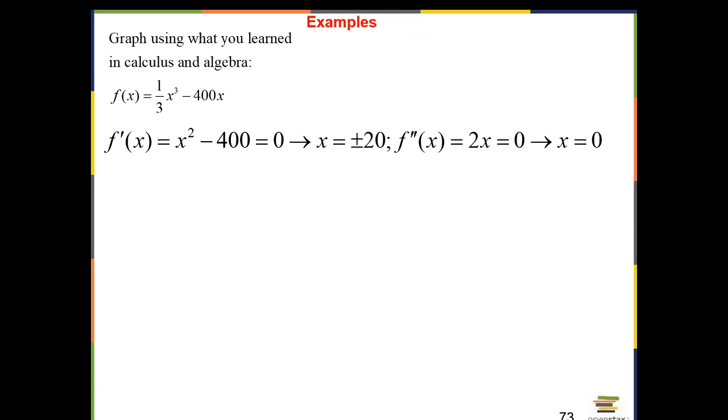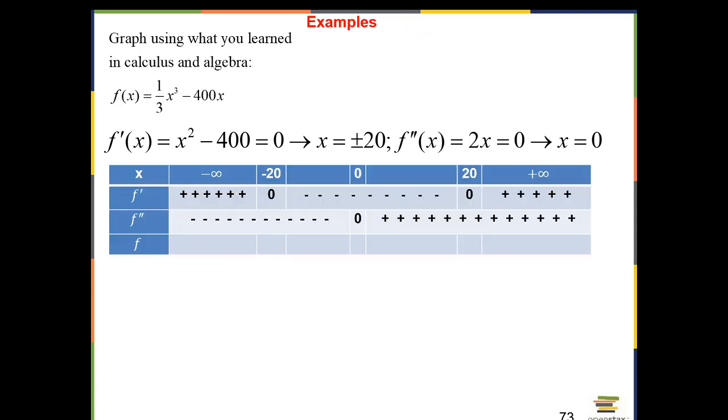We take f prime and f double prime. Those are two of our tools, right? F prime, set it equal to 0, we find critical numbers. F double prime, we set it equal to 0, we find inflection points, if there are any. So let's do that. So here's the table. The domain is all real numbers. We found 3 numbers: plus and minus 20 make f prime 0, and 0 makes f double prime 0, right? So we put all 3 over here.